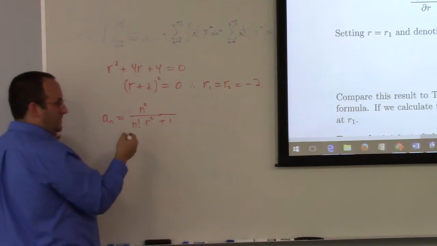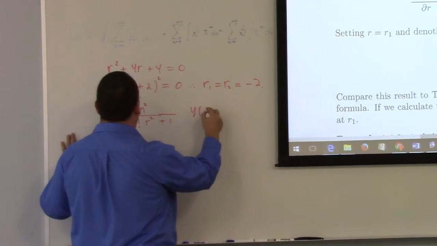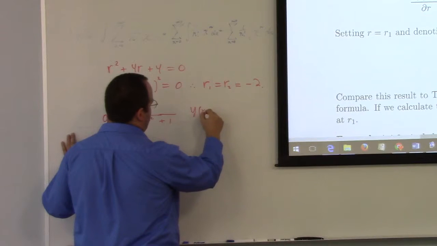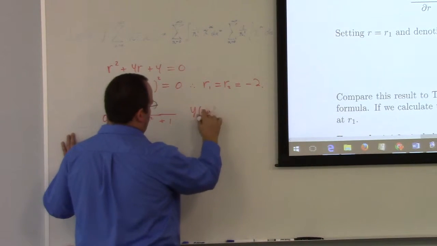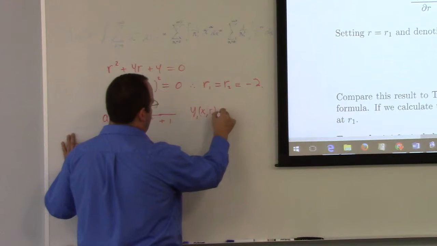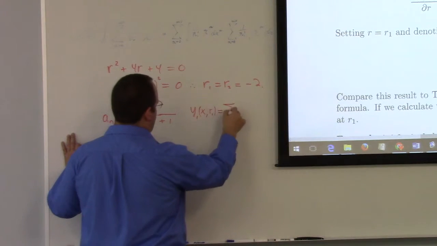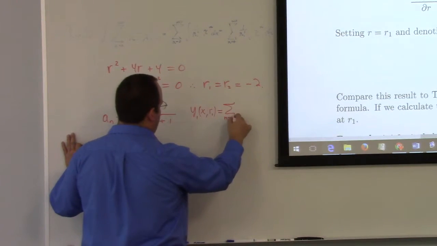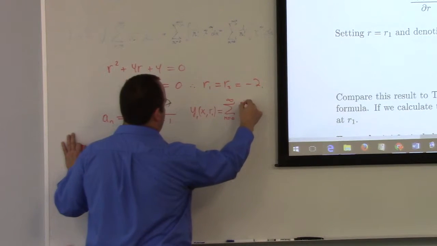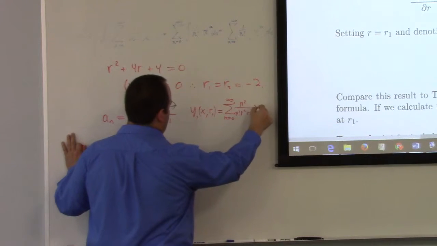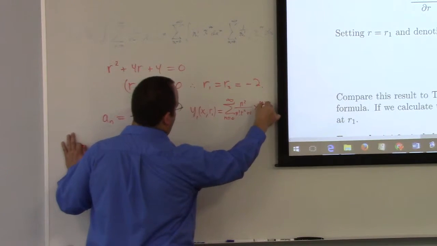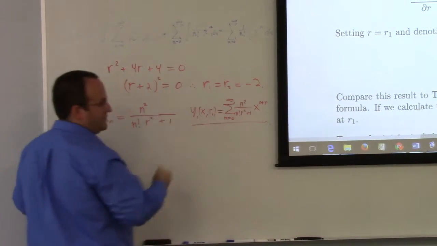All right, then, in other words, y1 of x, comma, r1 equals the sum, n equals 0 to infinity, of n squared over n factorial, r squared plus 1, x to the n plus r, right? So there you go. There's your first Frobenius solution.